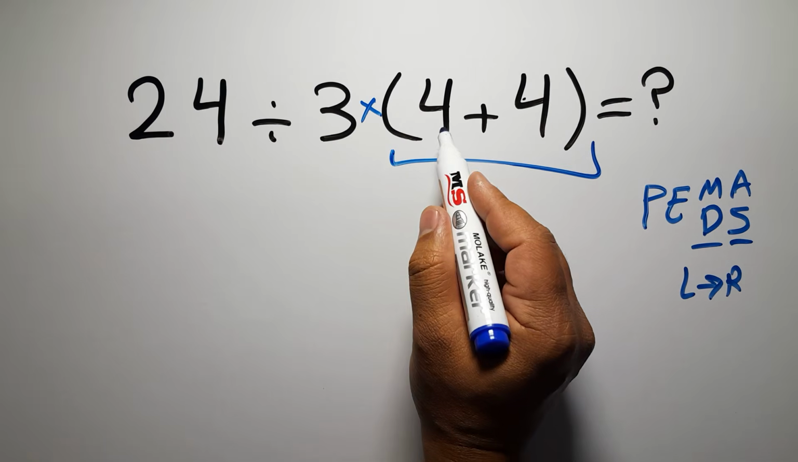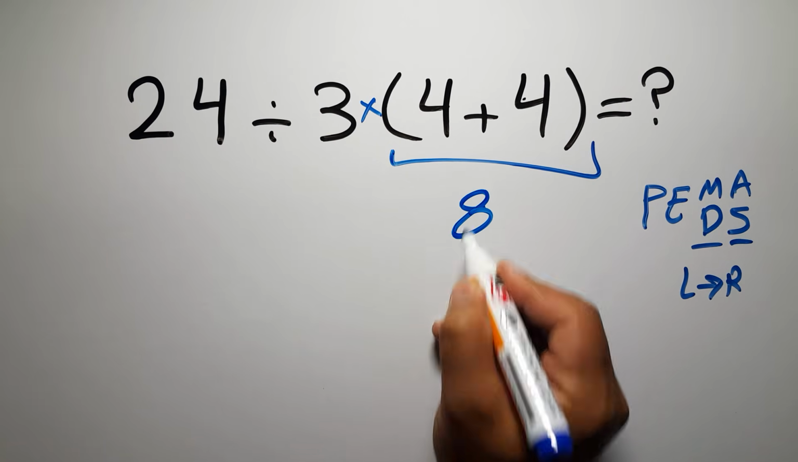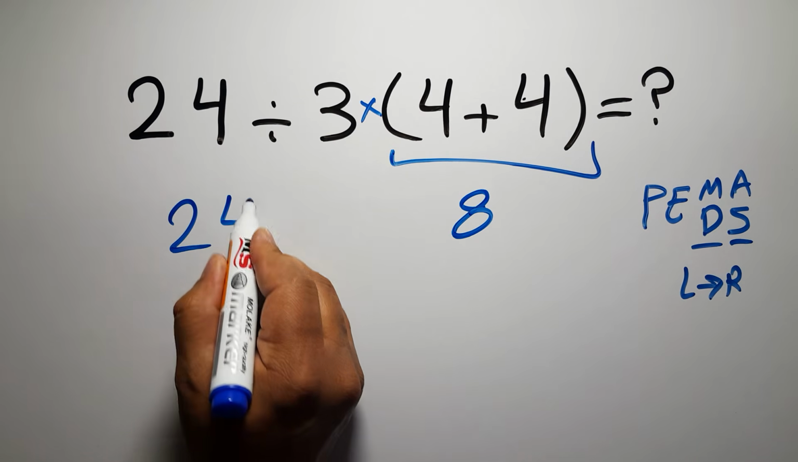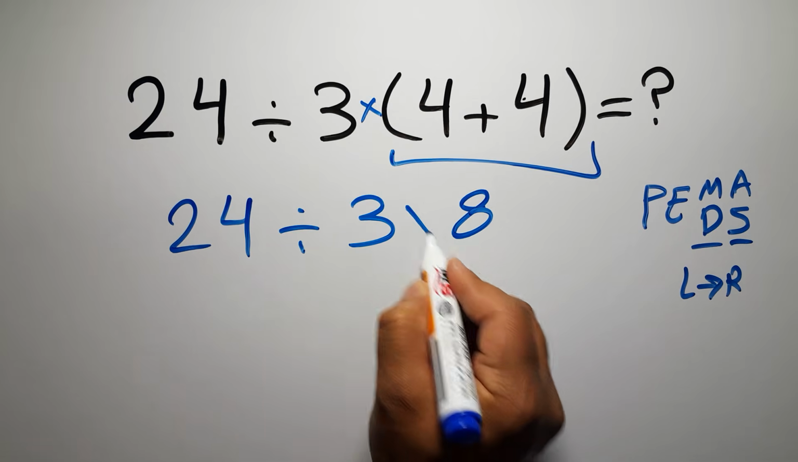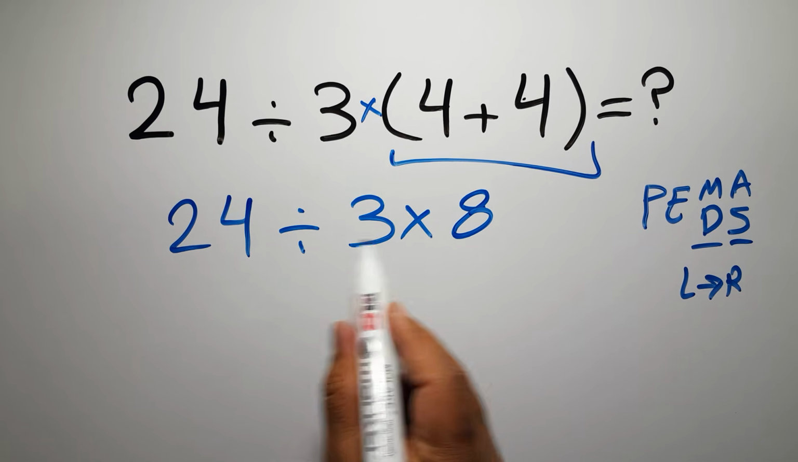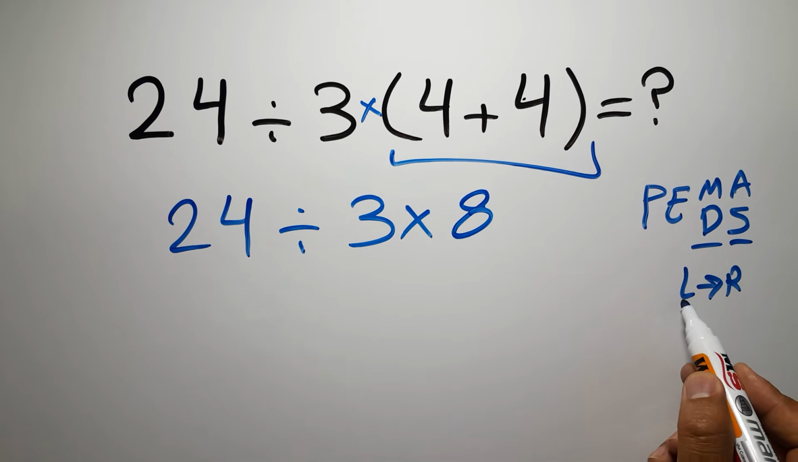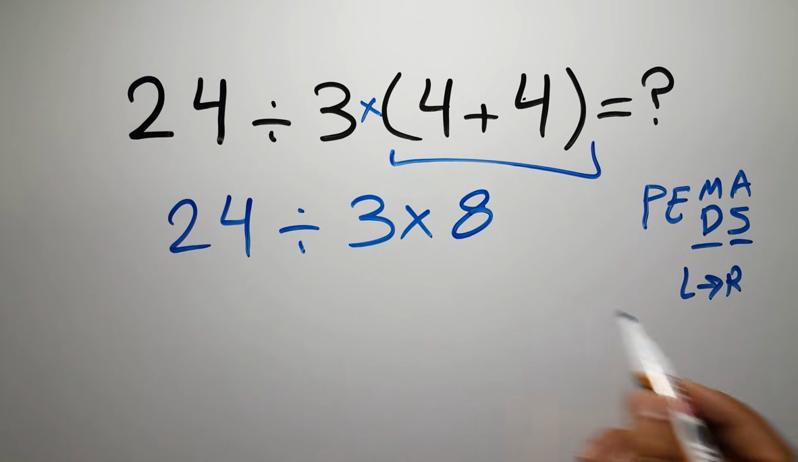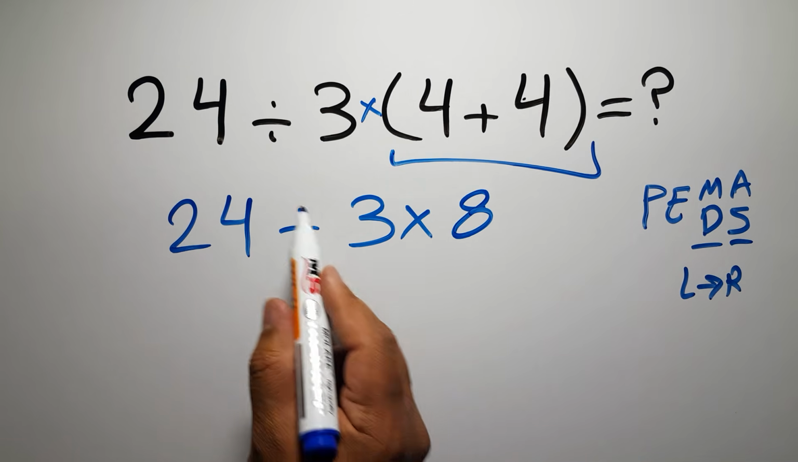Inside this parentheses, we have 4 plus 4, which equals 8. So 24 divided by 3, then times 8. Multiplication and division have equal priority, and we have to work from left to right. So here, first we have to do this division.